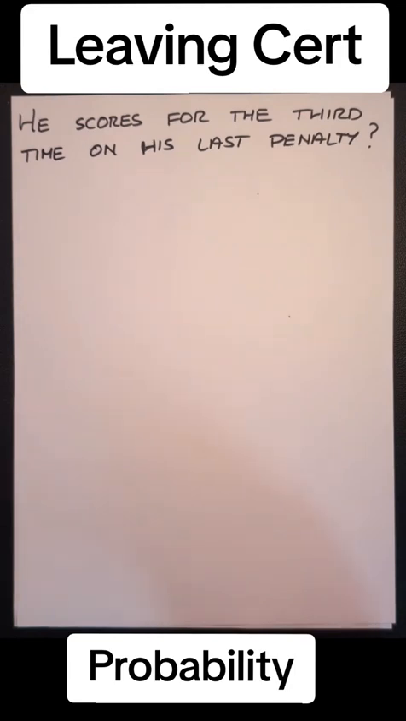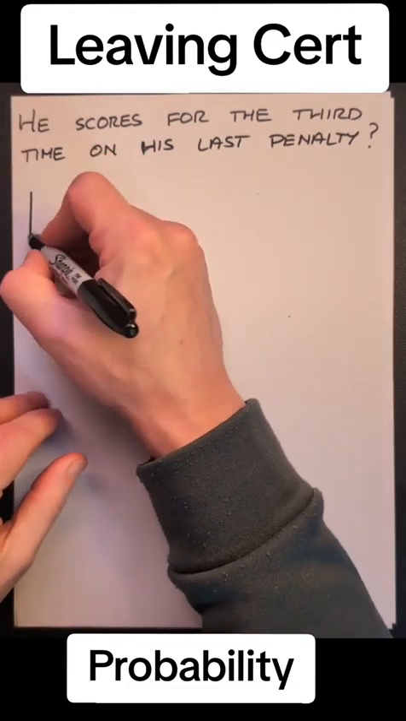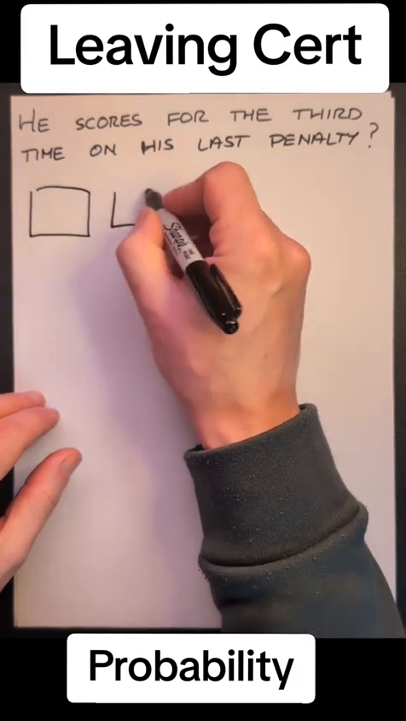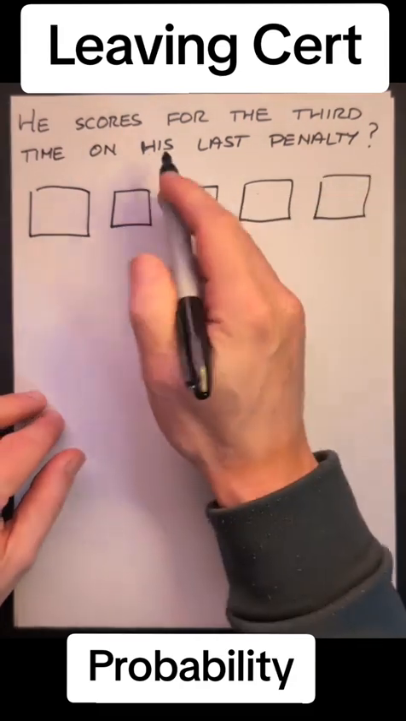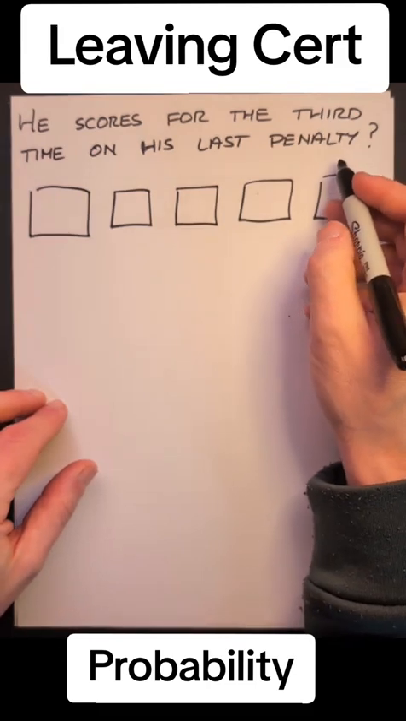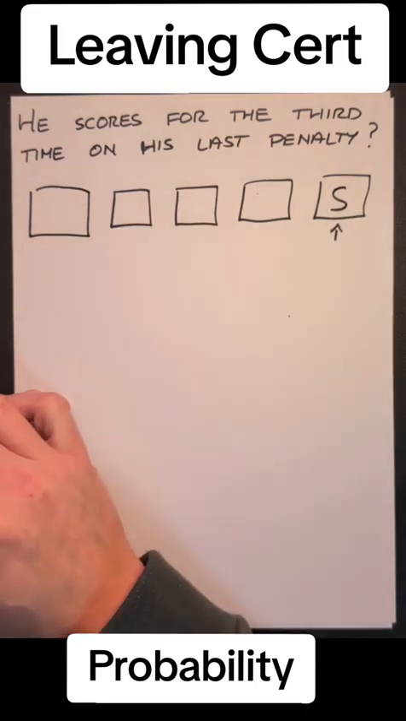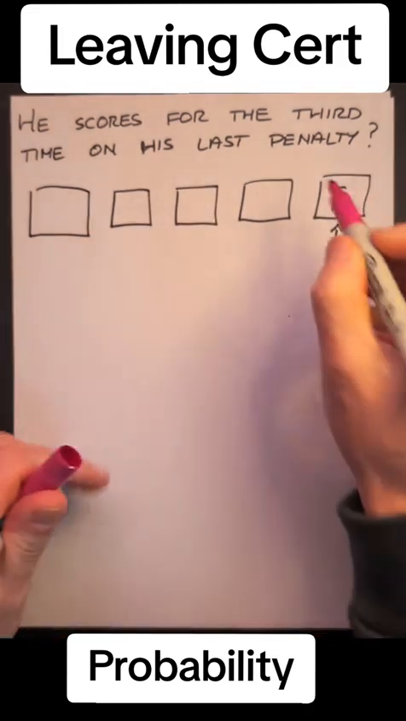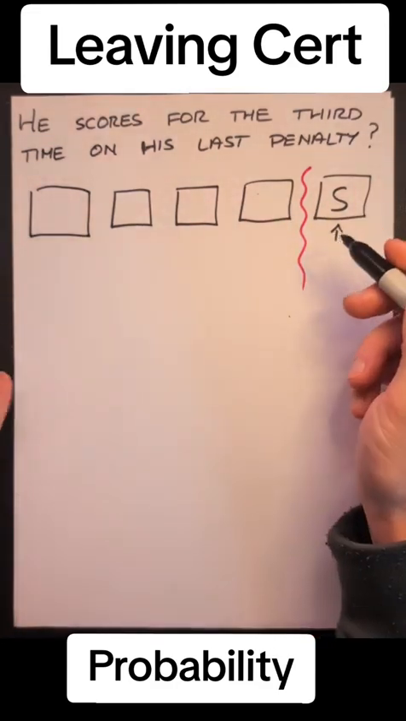Okay? Now, the last one, I think this is the key question to understand from this. He scores for the 3rd time on the last penalty. This is the one you have to tune into if you're doing higher level maths. So, let's draw out the 5 boxes. 3, 4, 5. Okay. If he scores for the 3rd time on his last penalty, that means his last penalty has to be a score. Now, this guy is locked in place. He has to be a score there, and the last one has to be his 3rd.